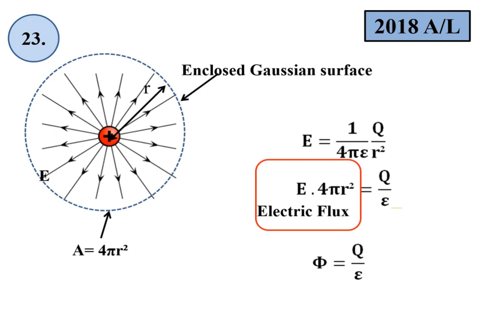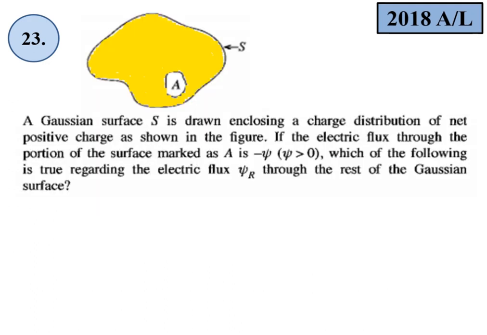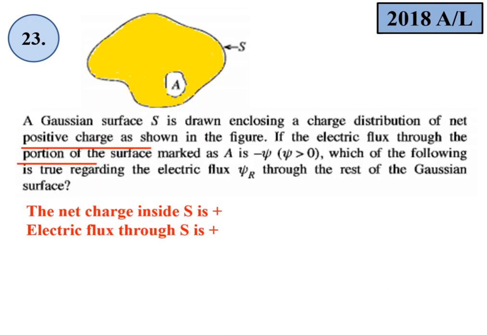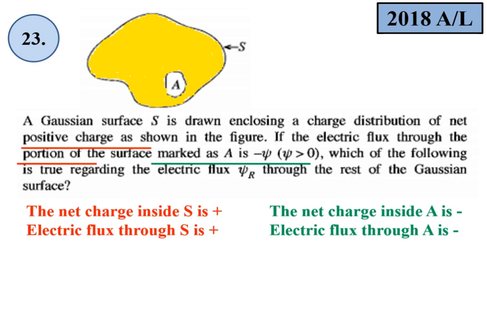In the data, they have said the Gaussian surface S has positive charge. By that we can conclude the net charge inside S is positive, so the electric flux through the S surface is also positive. In the other case, the electric flux through A is negative because it's given as a negative value, so there is negative charge inside A.